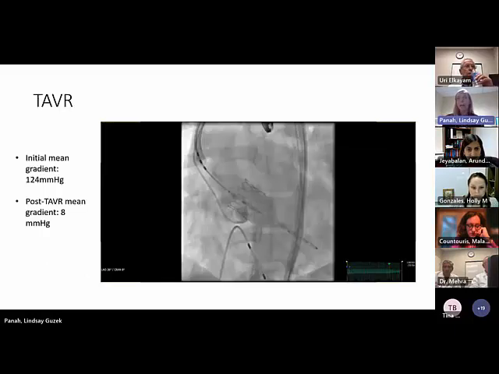So she underwent TAVR. Her initial mean gradient was 124 millimeters of mercury. When they were trying to cross the aortic valve, they noted heavy calcification, and it was difficult. So they switched to a transseptal approach, and the thought was that they would hopefully save her some radiation by not having to continuously try to cross that aortic valve. Her post-TAVR mean gradient was 8 millimeters of mercury. She had no conduction abnormalities after the case and no aortic insufficiency either. Her total radiation dose from the case was 548 milligray, and she had 48 minutes of fluoro time.